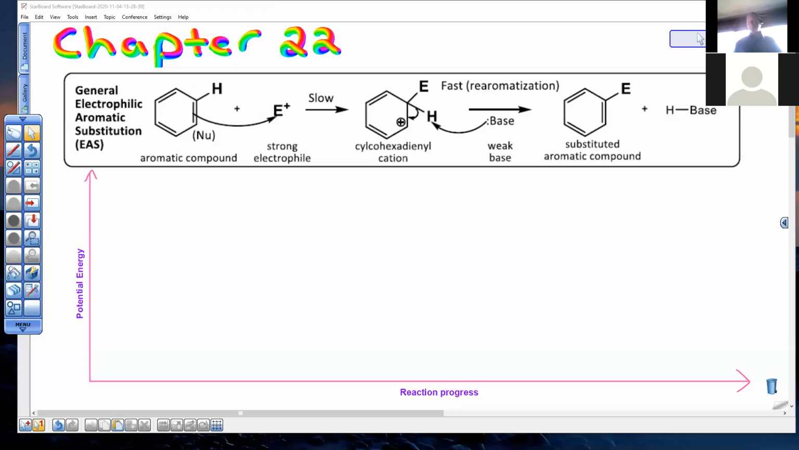Welcome back, everybody. And we're going to continue our exploration of aromatic compounds today. Getting into chapter 22, which is called Electrophilic Aromatic Substitution. Electrophilic. We're going to learn certain electrophiles can be induced to react with benzene or other aromatic compounds.